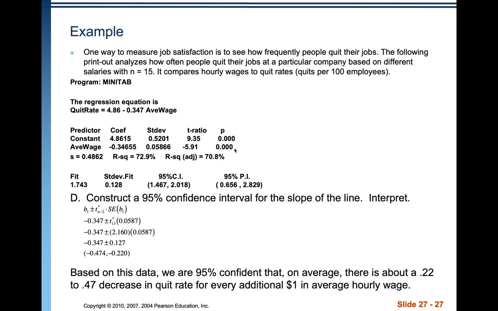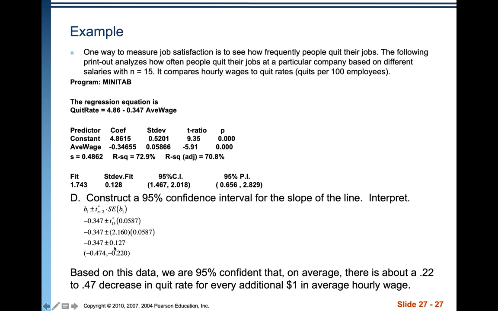Construct a 95% confidence interval for the slope of the line, and we want to interpret it. So we take our estimate for the slope. I went ahead and rounded to 3 decimal places, so negative 0.347 plus or minus the critical value of t with 13 degrees of freedom times our standard error, which we can get right here where it says standard deviation. You just look at the correct row. Since we're working with our independent variable, our explanatory variable, we're going to use the 0.58 rounded to 7 standard error.